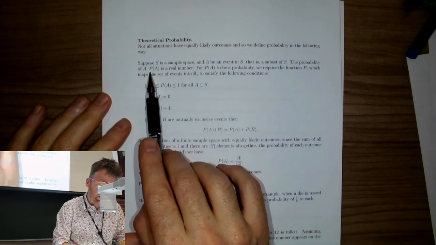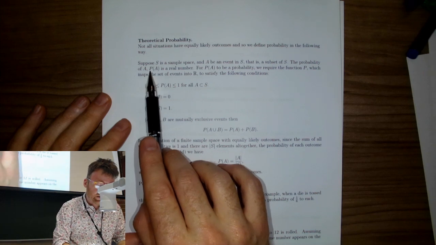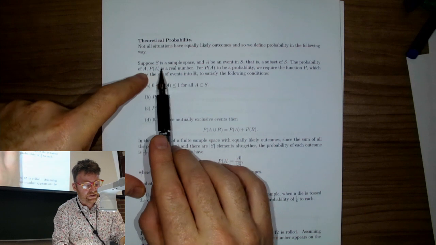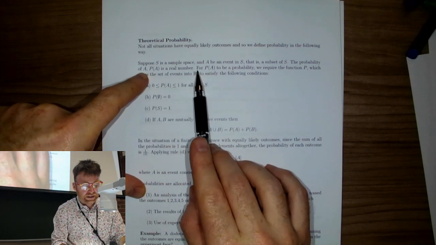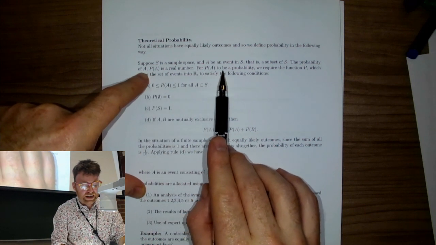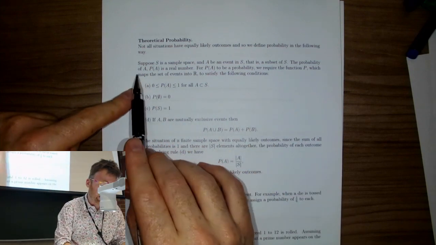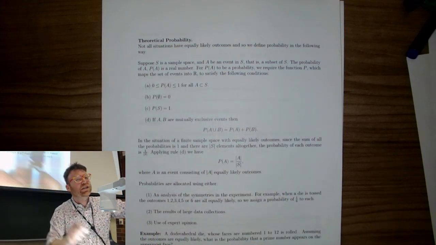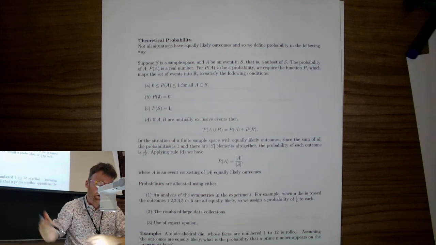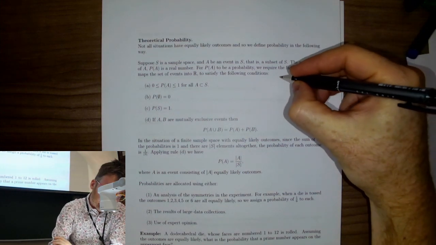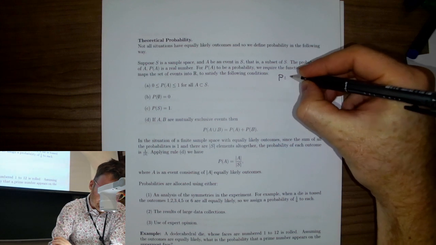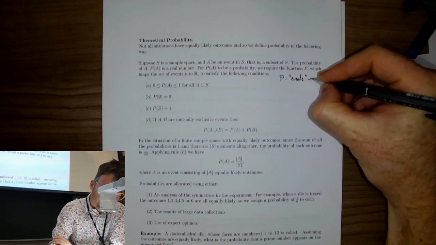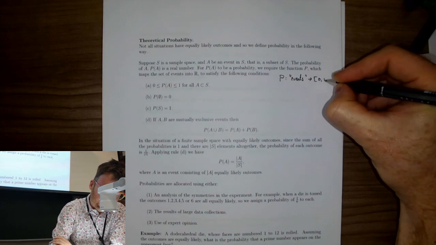Then the probability of A is denoted by P of A, and it is a number. It's required that P maps events, the things we're trying to measure, into numbers, typically between 0 and 1. So P is a map from events into the numbers 0 to 1.